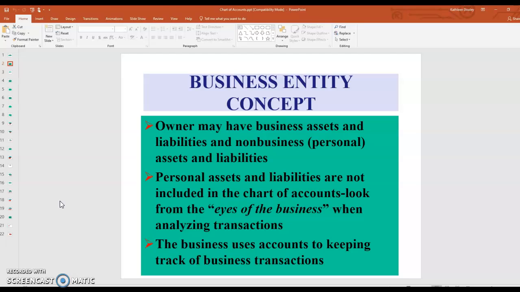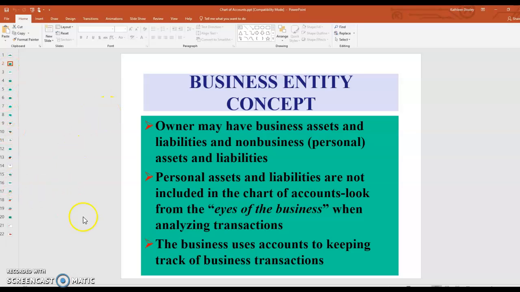But accounting-wise, we always have to keep them separate. We always have to look from the eyes of the business. We have to keep the personal stuff separate, and we're only putting the business stuff into our bookkeeping. And the chart of accounts that we're going to talk about is only the business accounts that are listed in there.